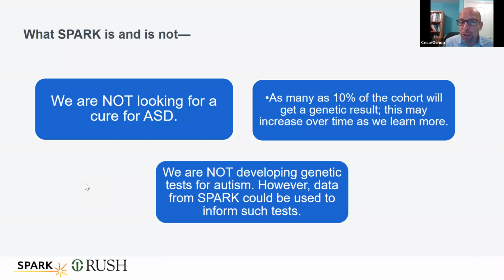So Spark is not looking at this time for a cure for autism, but the idea is that it's going to help the understanding of the genetics of autism. It's going to help the development of treatments. At this time, the yield for getting a genetic result is up to 10%. They are not doing genetic tests for autism.